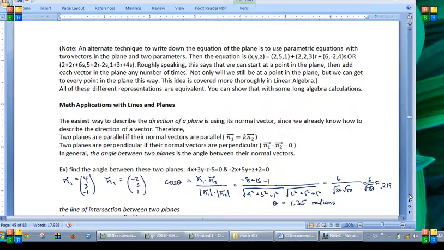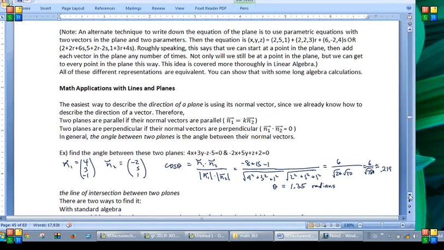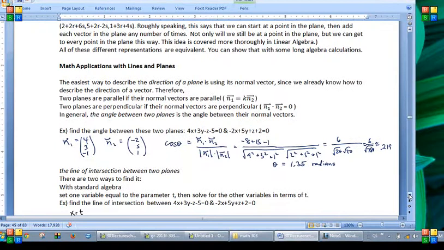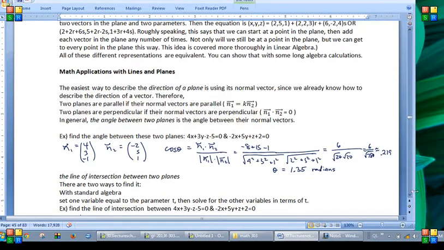Next, when you have two planes, either they can be parallel and they'll never meet, or they can cross. If they do cross, notice that they'll intersect in the shape of a line. So naturally, we want to find out what's the equation of that line. So how do we do that? Well, there's two different ways. One way is to set up a bunch of equations and solve it out in a typical algebraic fashion. So let's find the line of intersection between these two planes.